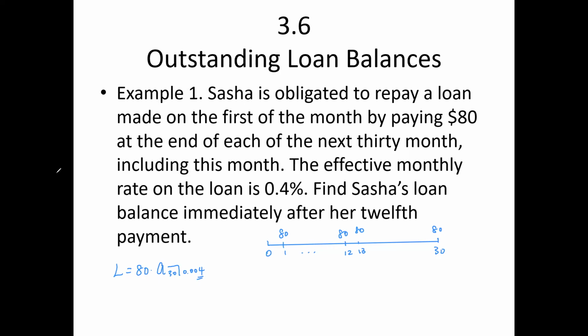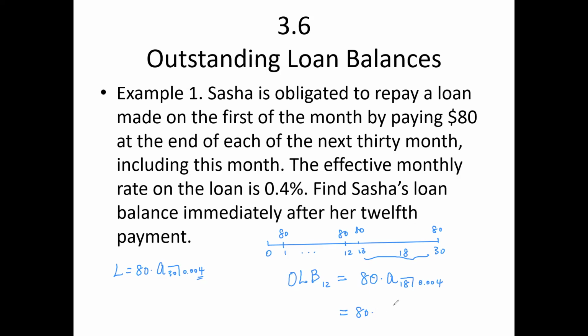But for this problem, it's probably better to use a prospective method because L is not given and the monthly payment is given. So the outstanding loan balance at time 12 would be equal to 80 times the present value. You actually have 18 months left, so a angle 18 at 0.004.